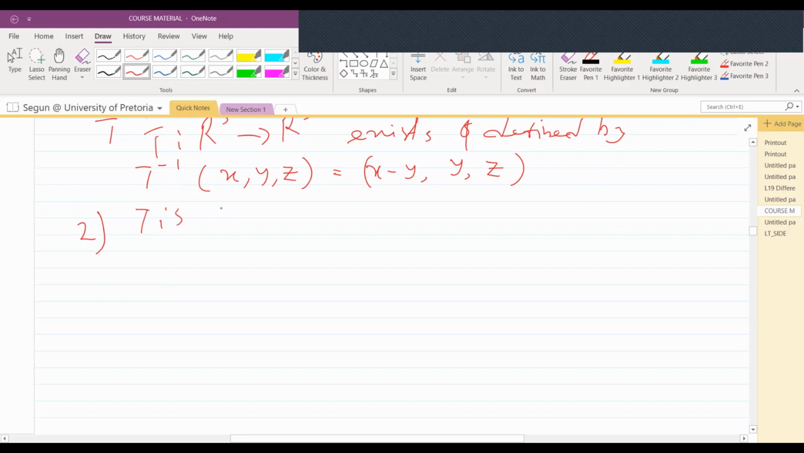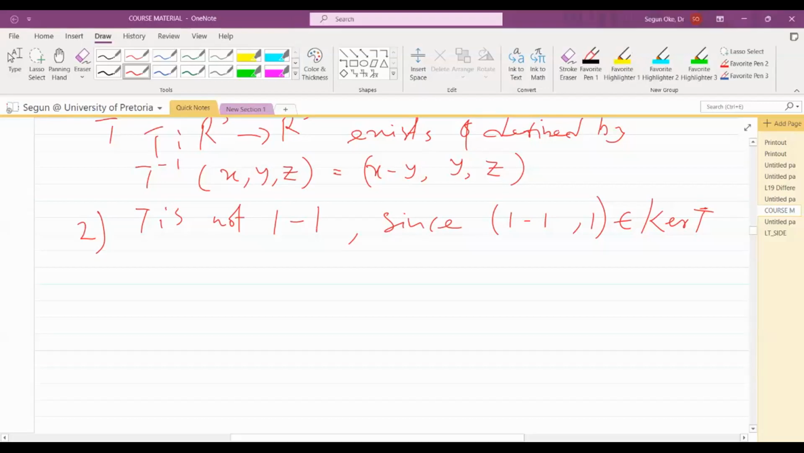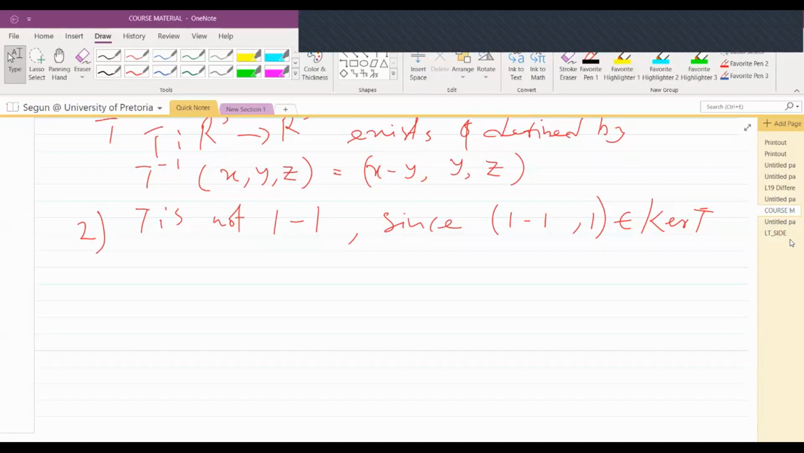Since T is not 1-to-1, we can say that a nonzero element belongs to the kernel of T, like the definition told us. So we need to check that, and we need to be satisfied with that. I hope I'm clear. Any question? If you have any question, please consult your books, and you can also reach me.